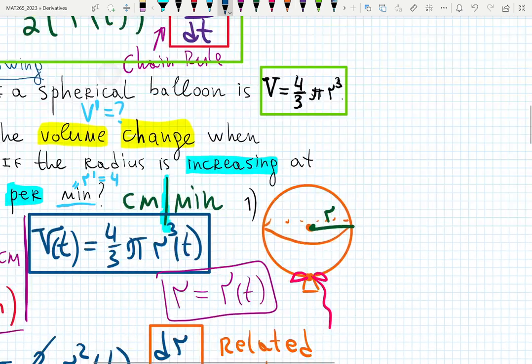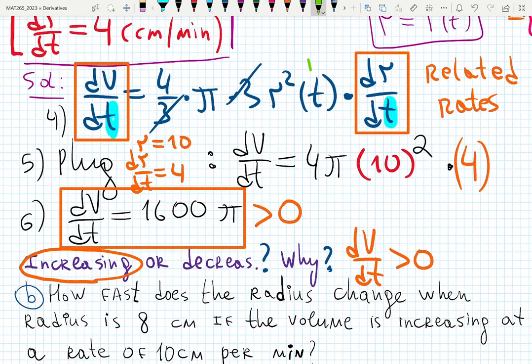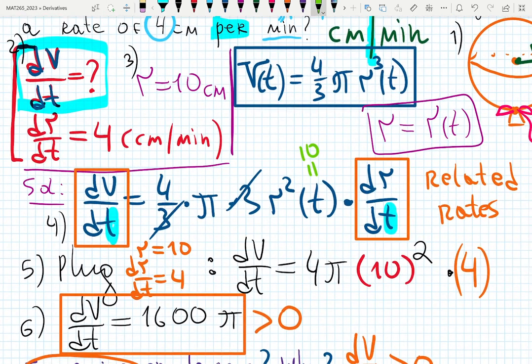Oh, let me show you here. The question is about steps 4 and 5. R is 10. We plug it in. It was given. And this one is also given. It is 4. So given, I will put it in green. We usually give you 2 or 3 numbers, and you plug them all in after you differentiate. Thank you for asking.